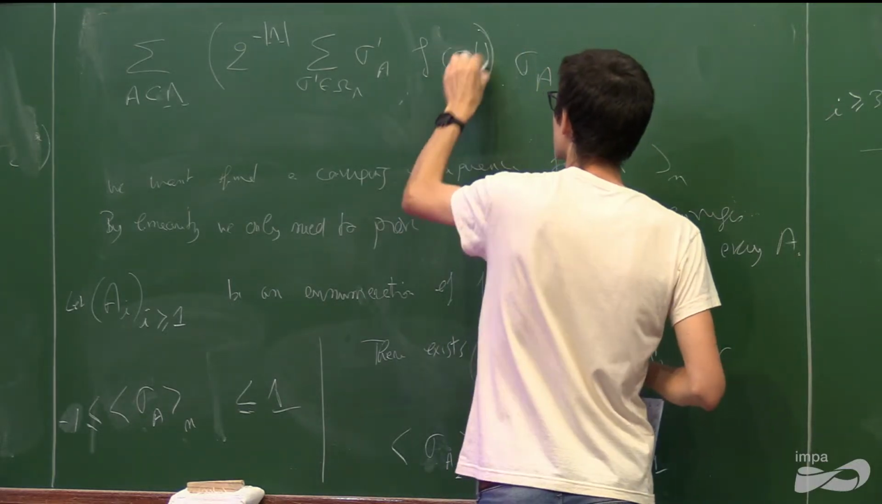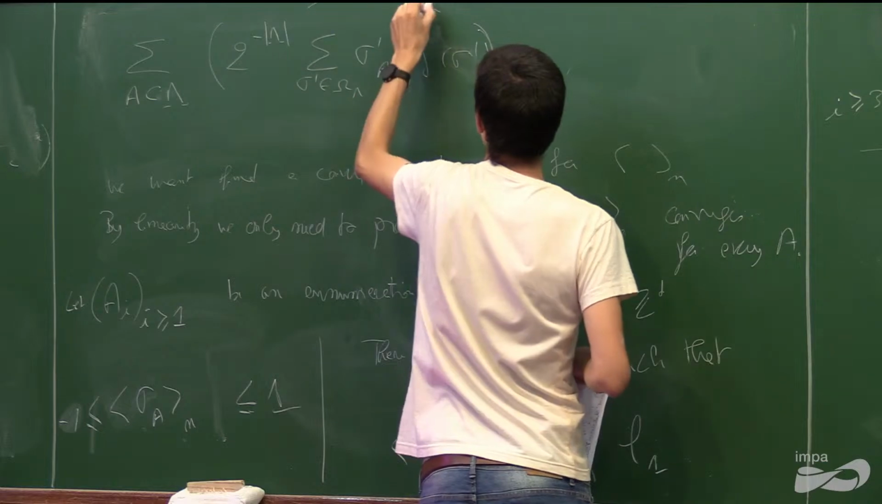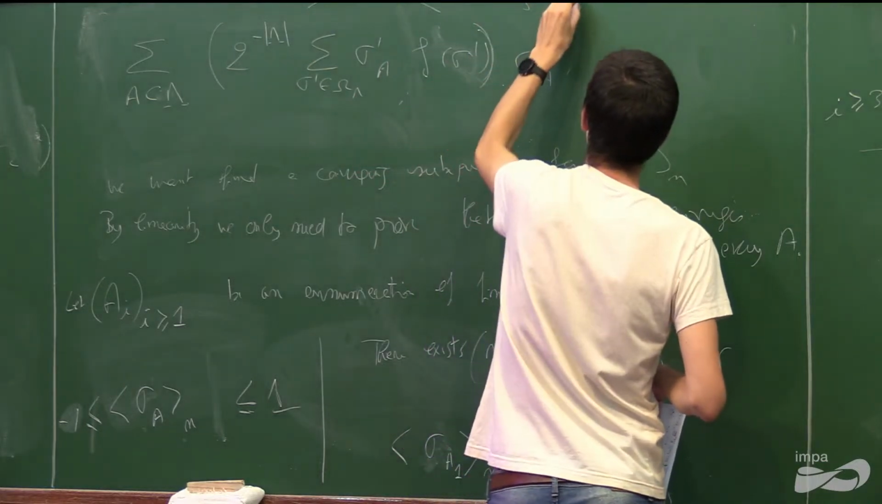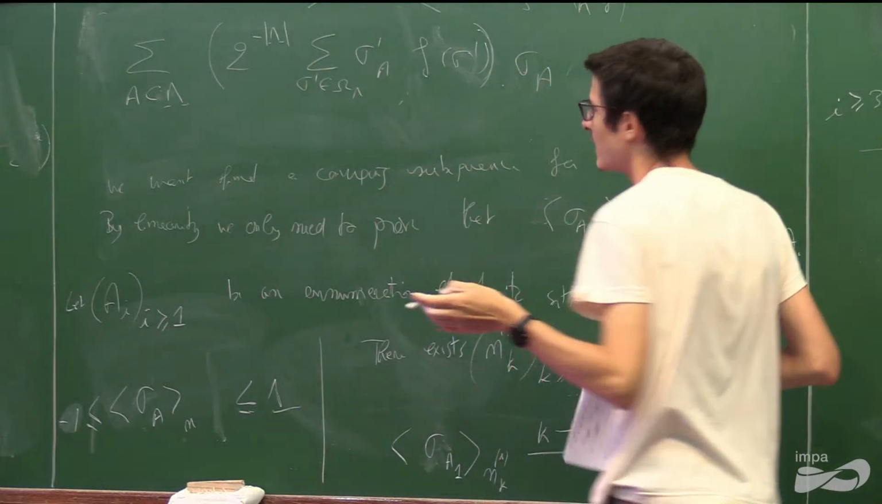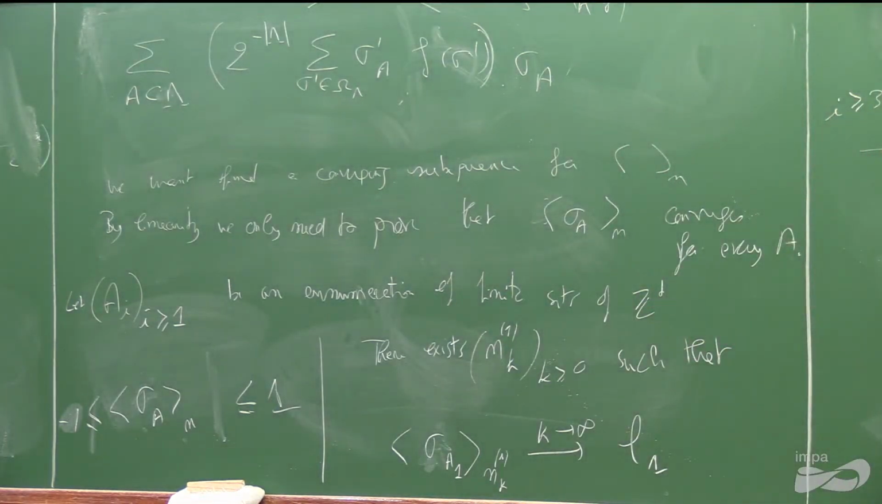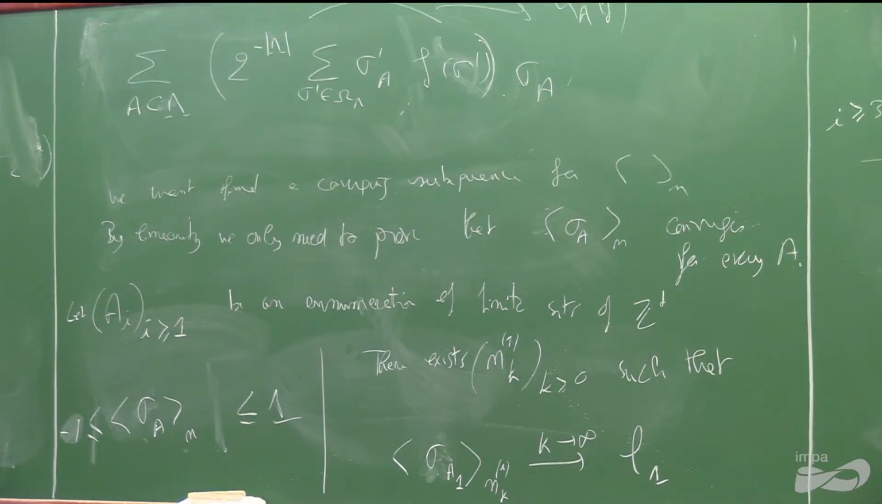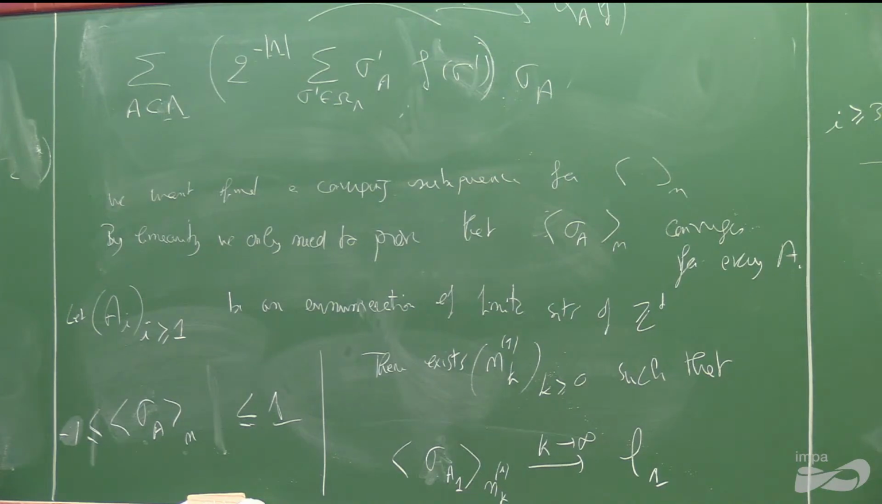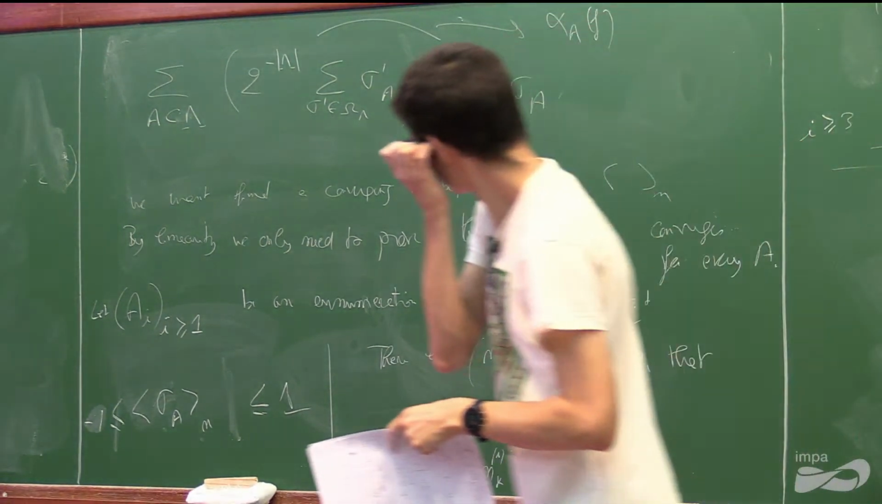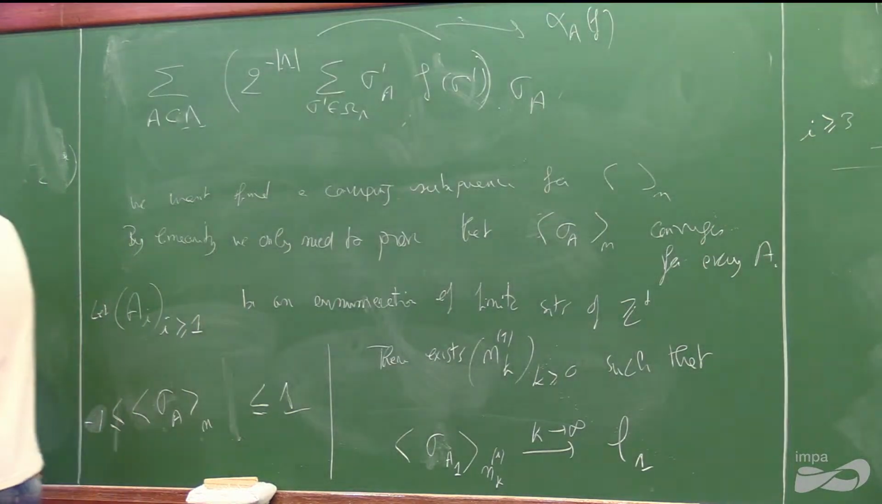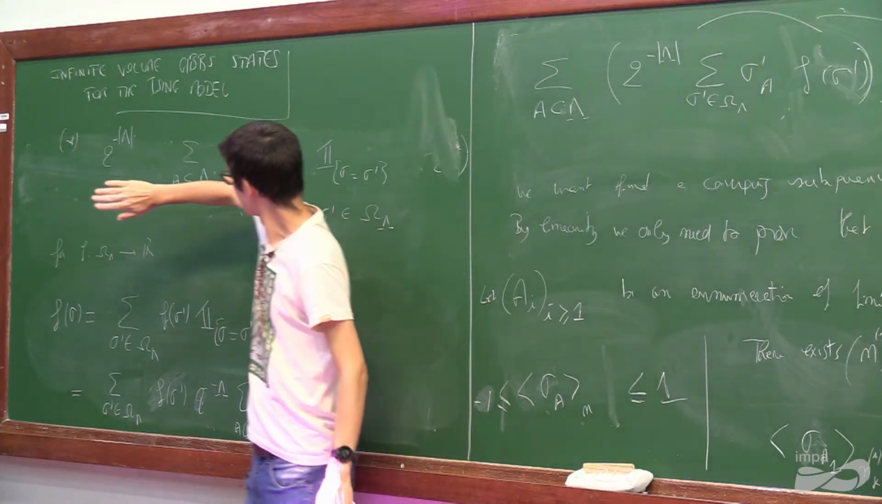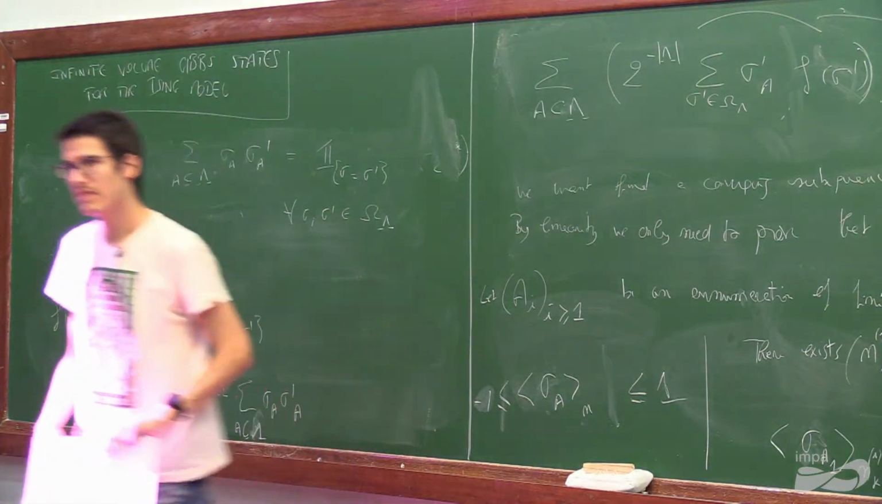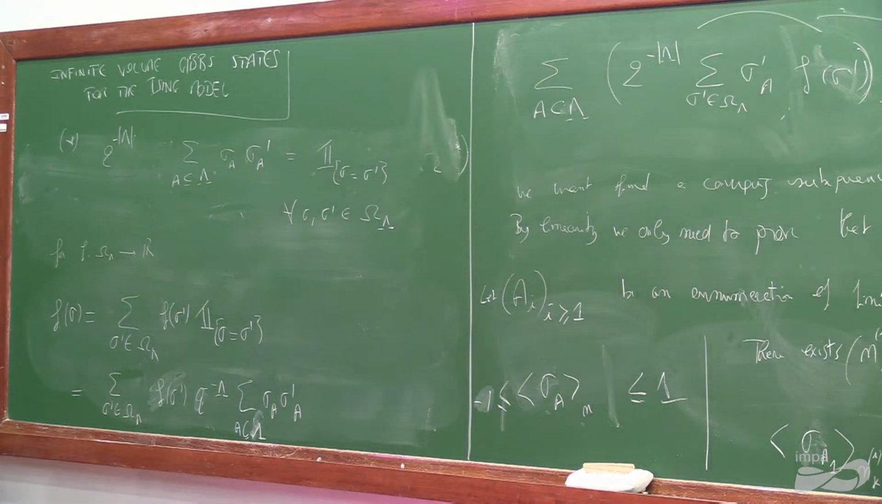Okay? So this thing, I think, is my alpha A of f, and I have my decomposition. What I'm doing is just replacing this by this, and then reorganizing the sum to make the sum over A appear first.